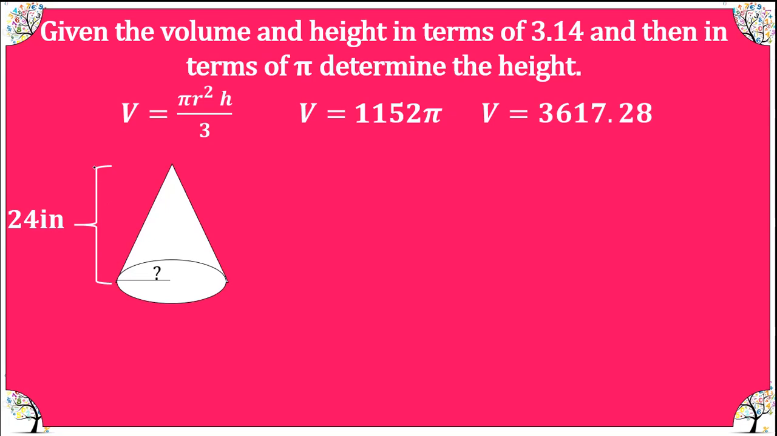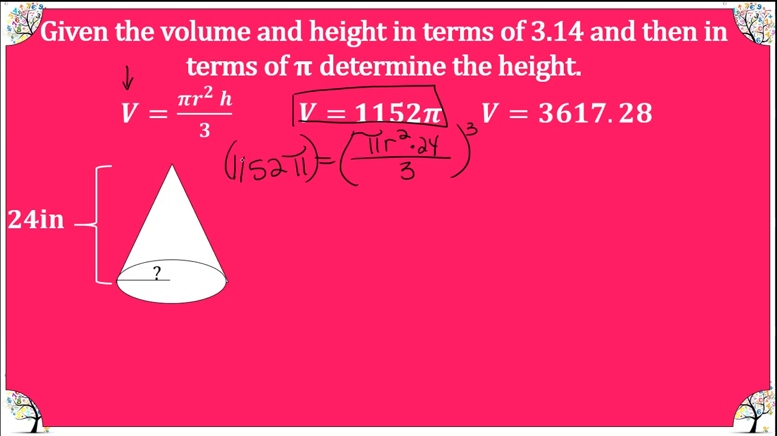This time, our cone is 24 inches high. We don't know the radius, but we do know the volume. So for V, we're going to plug in 1,152 pi is equal to pi times some radius squared times 24 divided by 3. We're isolating R, so let's multiply each side times 3.